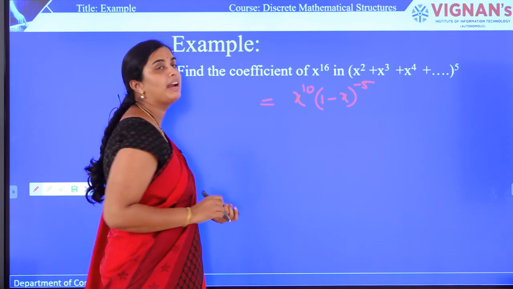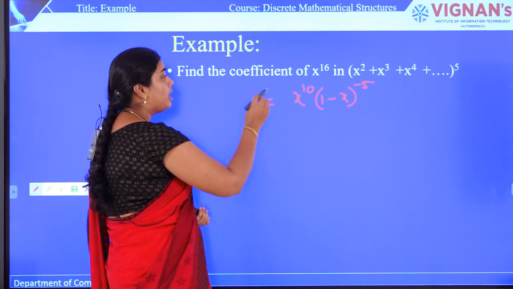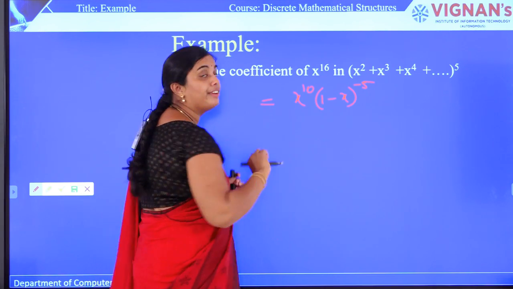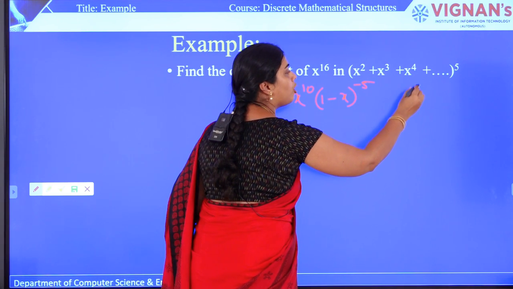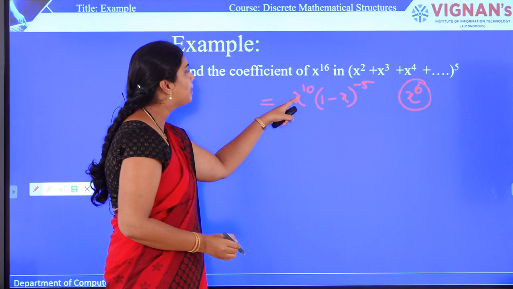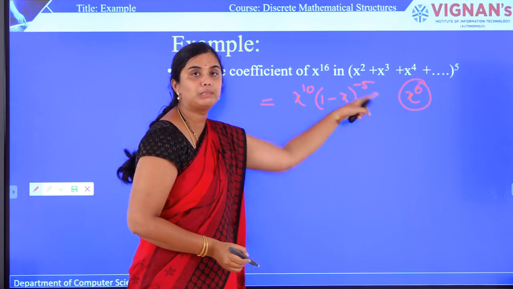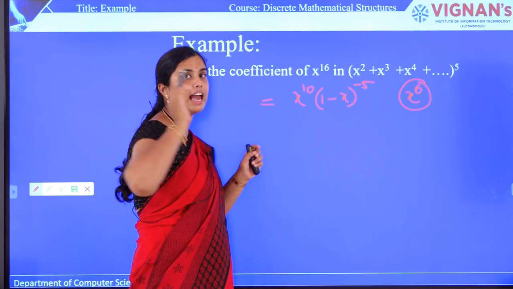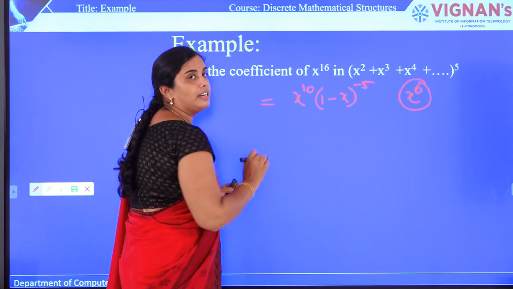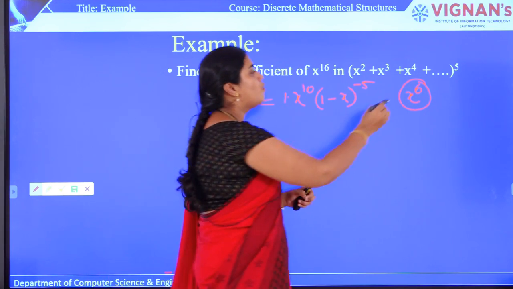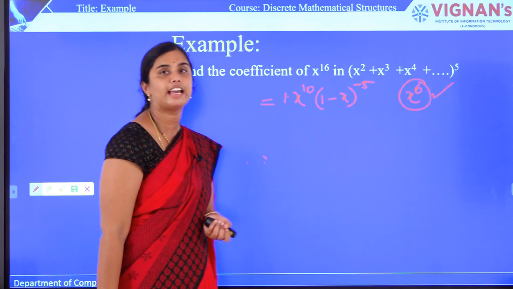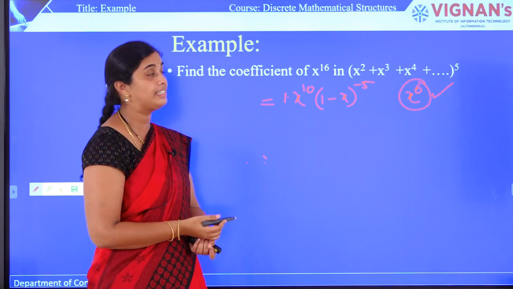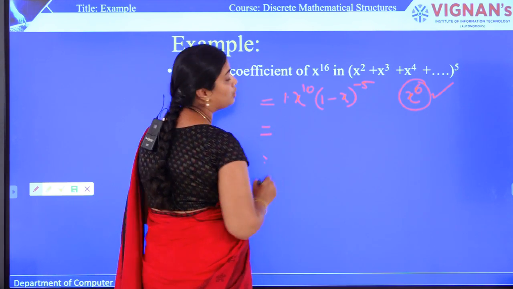Now in this 1 minus x whole to the power of minus 5, if you observe, already x power 10 is there. And from this what do we need to get? We need the coefficient of x power 6 only, because x power 10 into x power 6 gives you x power 16 only, right? If you calculate x power 6 in this term, as here only 1 is there, whatever coefficient you generate for this x power 6, that coefficient is for x power 16. Okay.